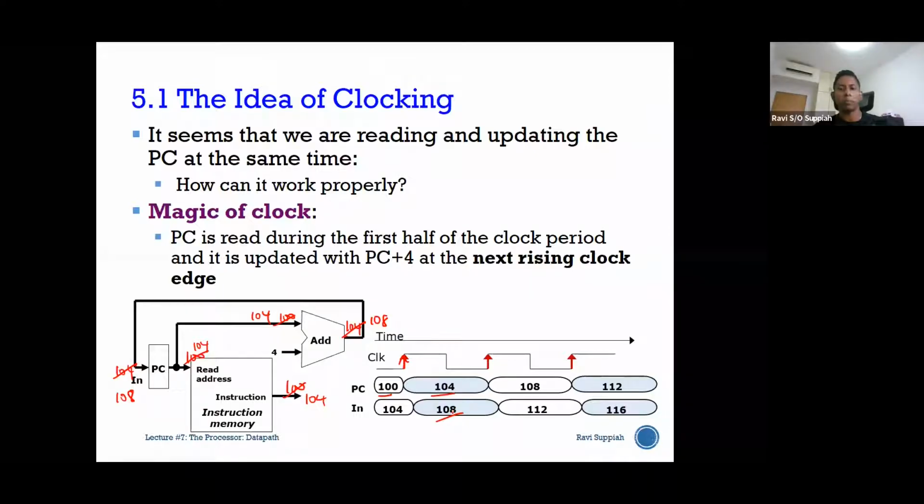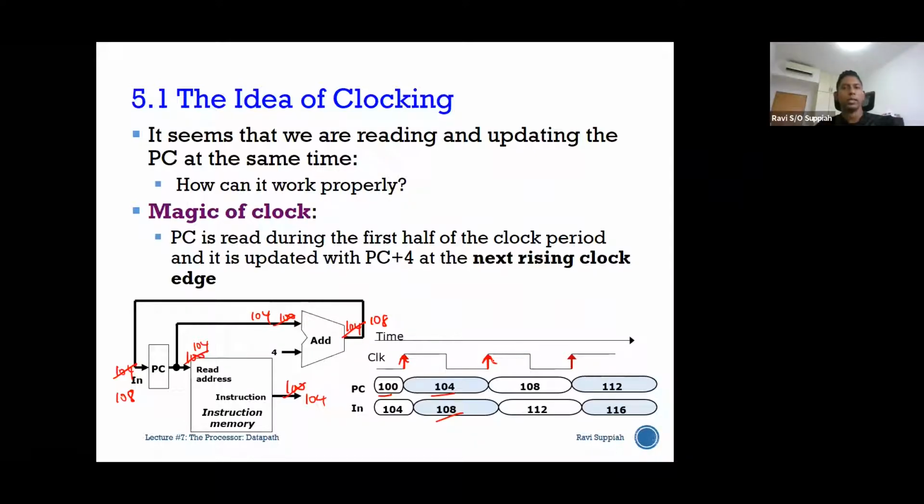But it will not get updated until the next edge of the clock comes in. So that is the magic of the clock. Every time a clock comes in, I will be able to transition automatically to PC plus 4. This is basically how the hardware of the processor is designed to ensure you are always going to the next instruction sequentially.